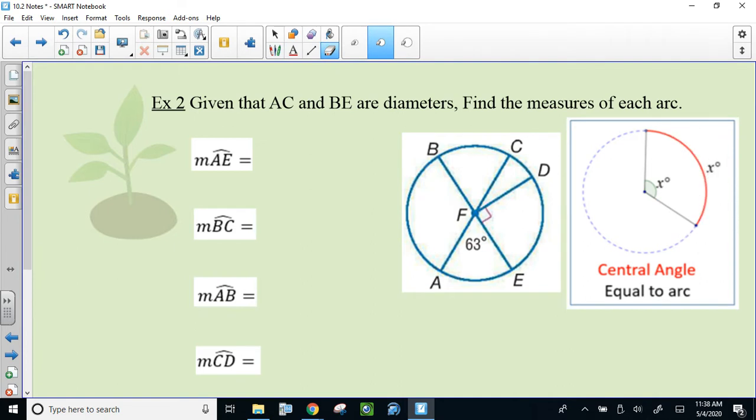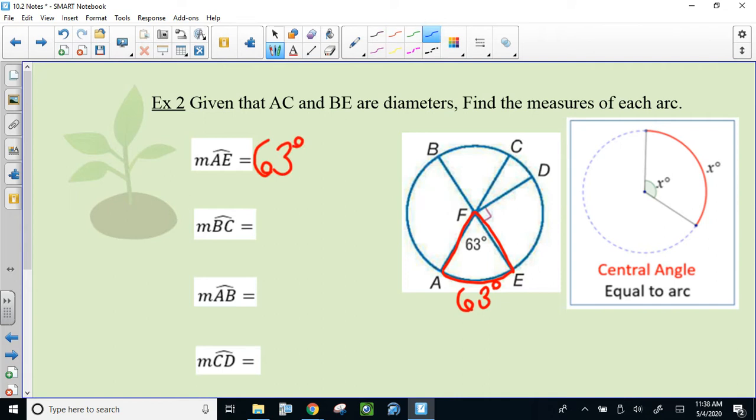We've actually already done this. This is just review. So here I just have a quick one. AC and BE are diameters of the circle, so they go through the center. And we want to find the measures of each arc. So first off, arc AE. Here's AE. We can see that its central angle is 63 degrees, which means that arc AE is also 63 degrees. That's all there is to it.